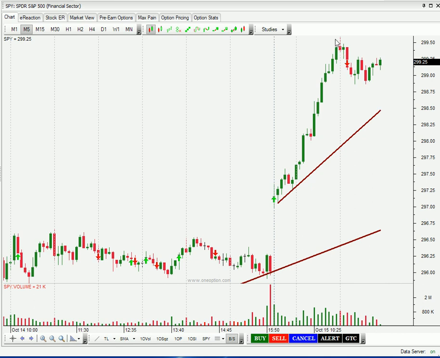I like the S&P here. I think the S&P is going to make one more surge at the high, so this is probably a good entry point. Thanks. Trade well.